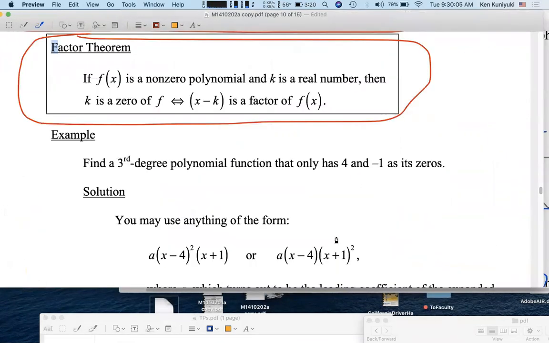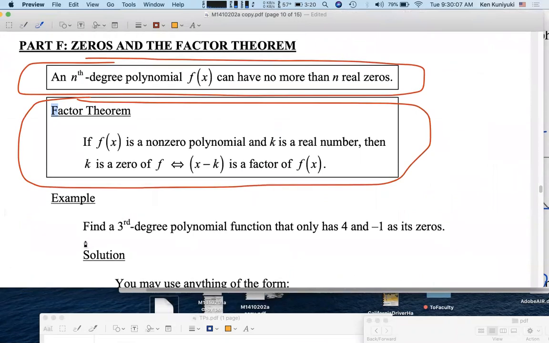All right. So for example, let's find a third degree polynomial function that only has 4 and negative 1 as zeros. Now, first off, let's assume it's a polynomial in x. Because 4 is a 0, what has to be a factor? X minus 4 has to be a factor. If negative 1 is a 0, what has to be a factor? X minus negative 1, or x plus 1.